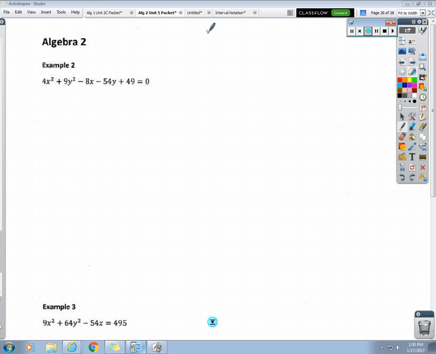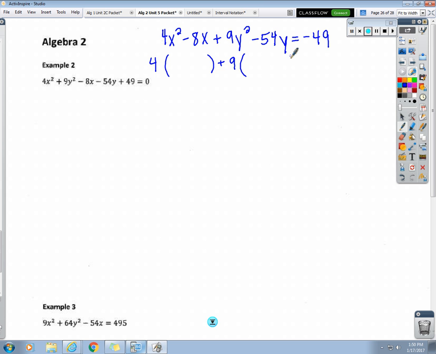And in the same step, can we go ahead and group the x's and y's? So 4x squared minus 8x plus 9y squared minus 54y equals the 49 when it moves over will become negative. Now remember, with parabolas, at this point we were ready to add in the blanks and fill them in. But with ellipses, we have this number out in front. So we have to factor it out. So you're going to factor out a 4 and you're going to factor out a 9.